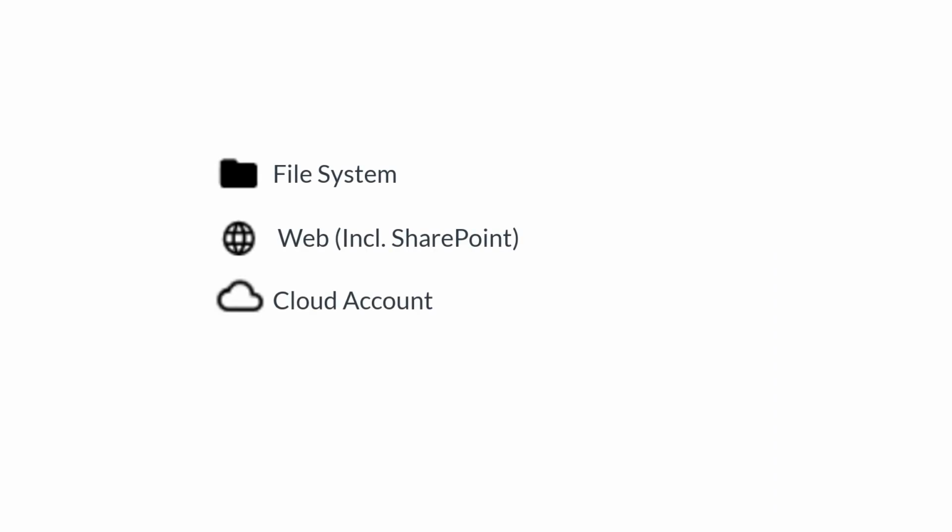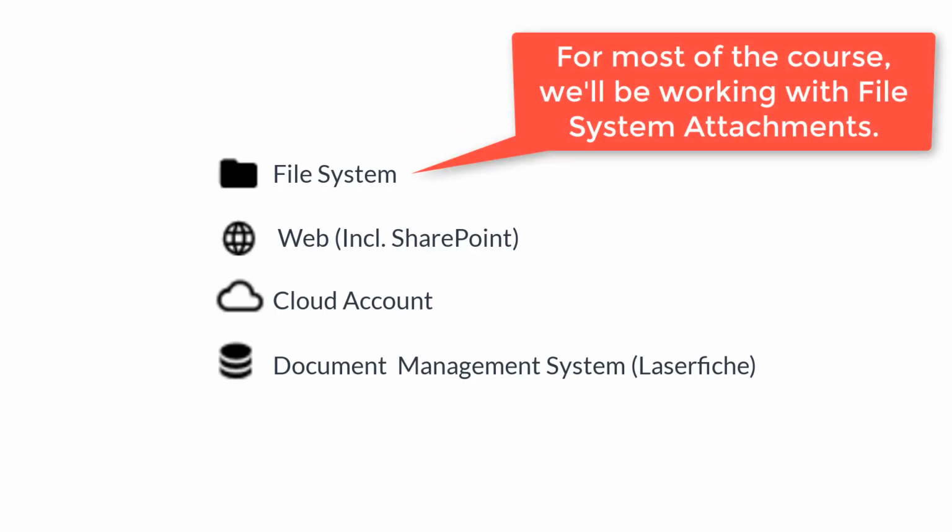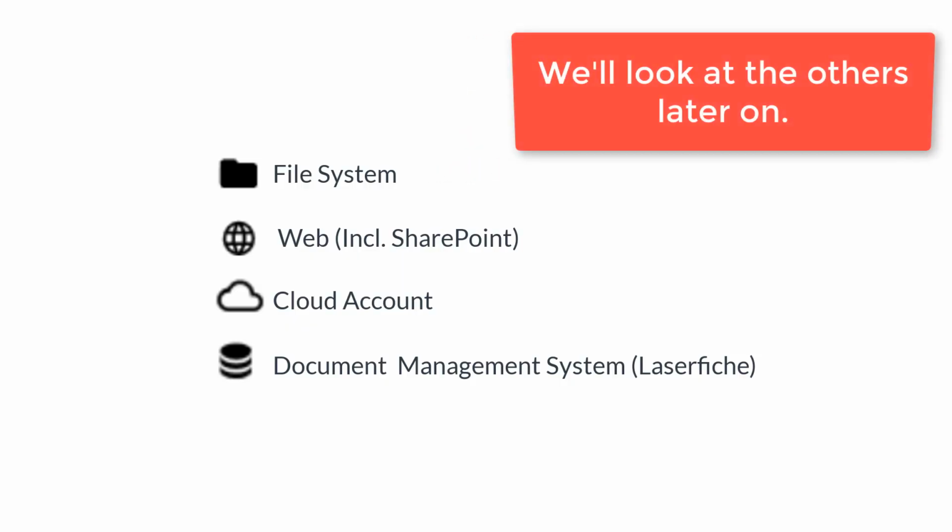In addition to the file system and web icons, you may also see this one indicating that the file is in a cloud account like Dropbox Business or Amazon's S3 web service, and this one telling you that the file is in a document management system application called Laserfiche. For most of the rest of this course, we'll be working with documents in your company's file system. Later on, you'll find other learning sections on using SharePoint, cloud accounts, and Laserfiche with DocTrack.